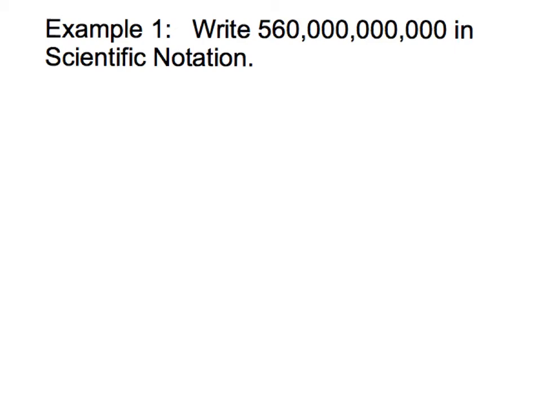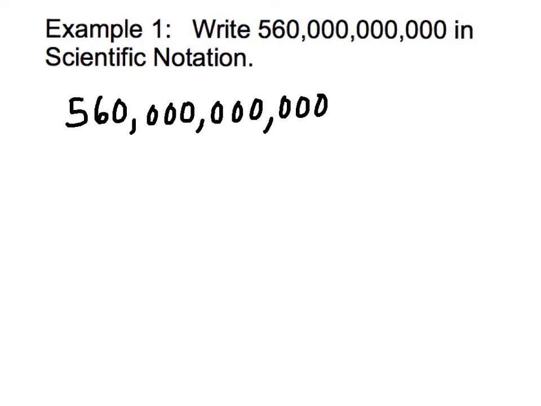Please write the number 560 billion in your notebook. Notice that there's no decimal in the number. If there is not a decimal in the number 560 billion, we put one at the end of the number. So I rewrote the number and I am going to put a decimal point right there at the end of the number.